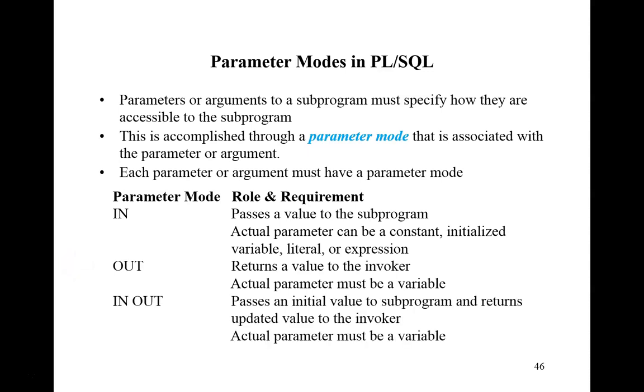In-out provides a two-way street. We're going to pass some initial value into the subprogram, and through the same mechanism, the subprogram will return a value to us. It'll be an updated value. So therefore, this also must be specified as an actual parameter using a variable.